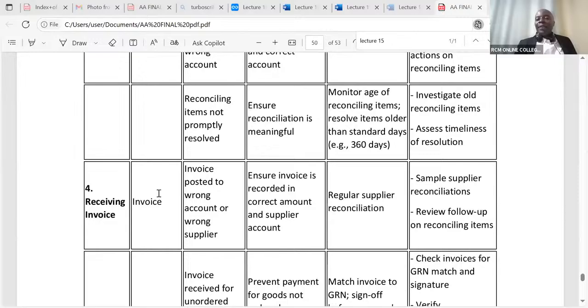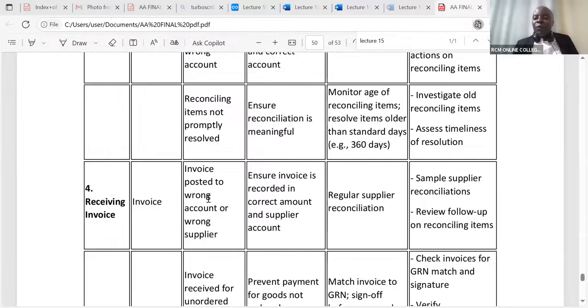And remember, risk, you can say anything. So long as you're good in business, so long as you understand business language, this risk, you can say anything and you will get it right. We've never given people any wrong here. Whenever they write points and they're able to defend themselves, they're always right. So invoice posted to wrong account or even wrong supplier.